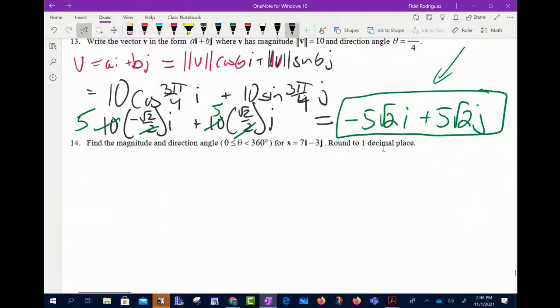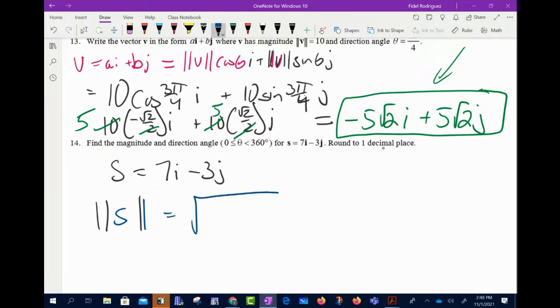Okay, so let's take a look at number 14, y'all. Number 14 says, find the magnitude and direction angle for S equals 7i minus 3j. So we know that S is 7i minus 3j. We need to first find the magnitude of our vector. I'll use S because that's the vector that we got.